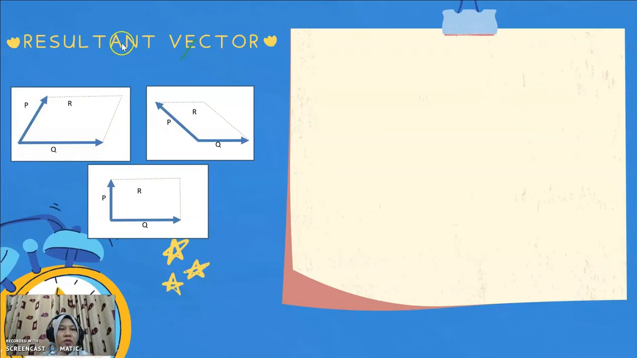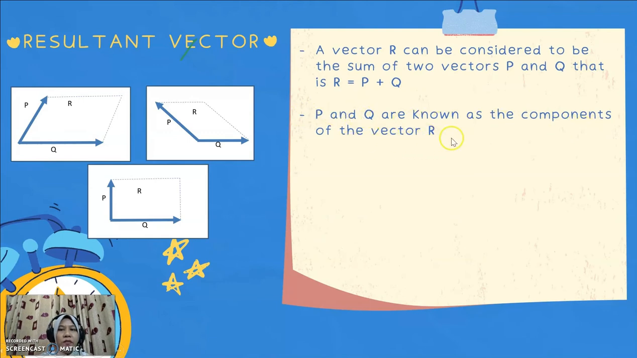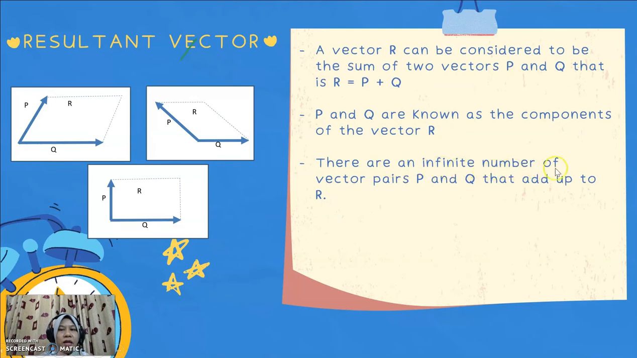Today we are going to learn about resolving vectors. First, we want to know the resultant vector. What is a resultant vector? A resultant vector is the sum of two or more vectors. Let's say a vector R can be considered to be the sum of two vectors P and Q, that is R equals P plus Q. P and Q are known as the components of the vector R. There are an infinite number of vector pairs P and Q that add up to R. Three of these are shown in the figure beside.